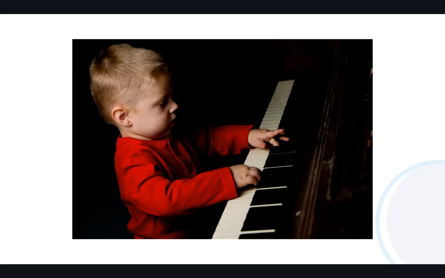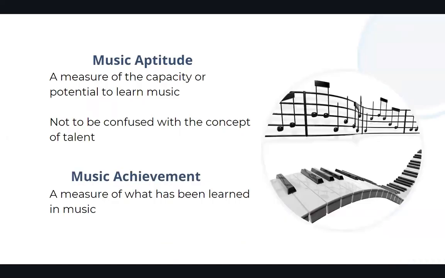However, this child has probably achieved this level of playing by a combination of music aptitude and extra musical influences such as technical facility, concentration and focus, motivation and interest, as well as a supportive musical environment. The theory of music aptitude clarifies the distinction between aptitude and talent. Music aptitude is a measure of one's potential or capacity to learn music and is a much better description than the word talent, which is usually based on the evidence of music achievement observed at a given point in time. Music achievement is a measure of what has been learned in music.